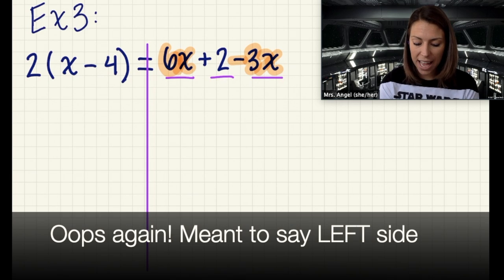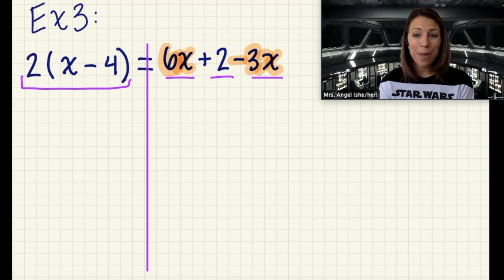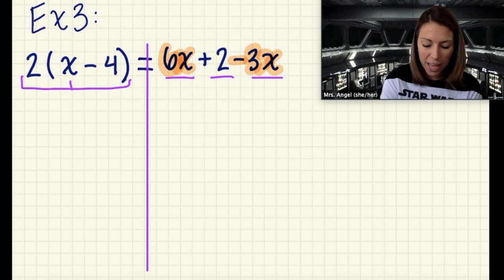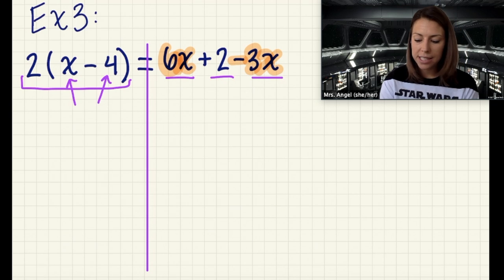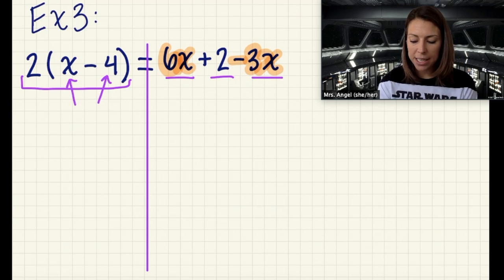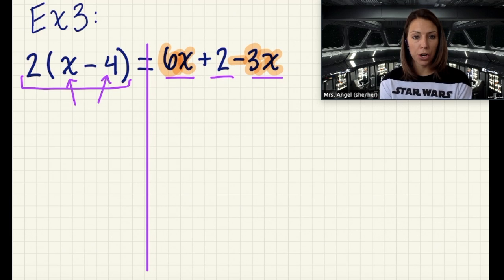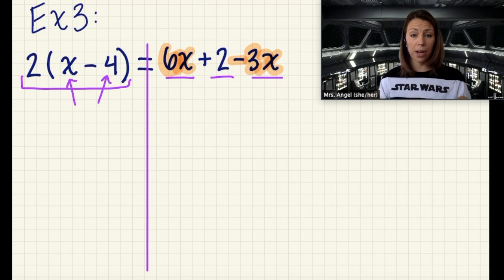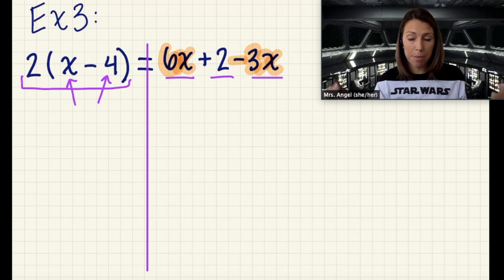On the left side, we actually only have a single term, but that term also has a group in it. In other words, we have this x minus 4 inside of parentheses. So I'm thinking to myself, how can I go from this single term into 2 terms, but no parentheses? So those are all things that are going on in my mind.